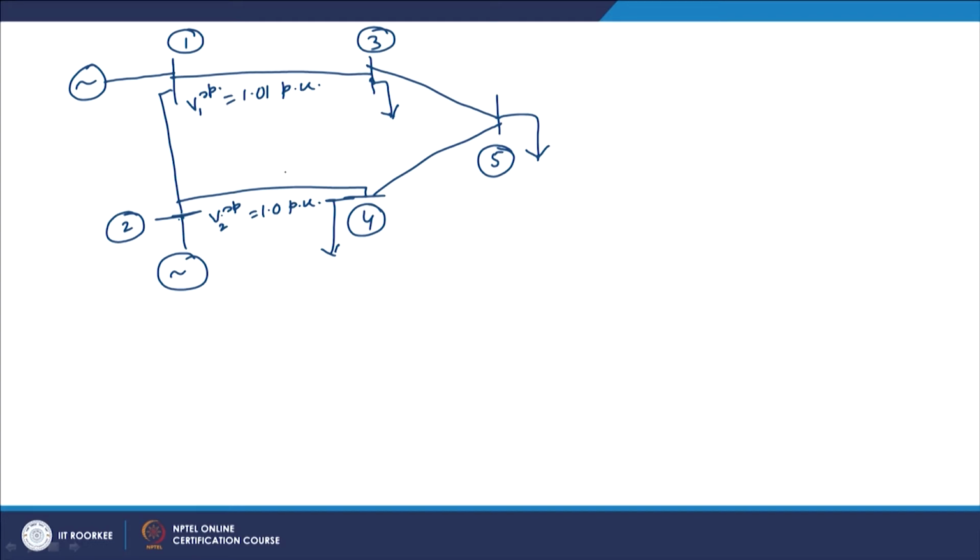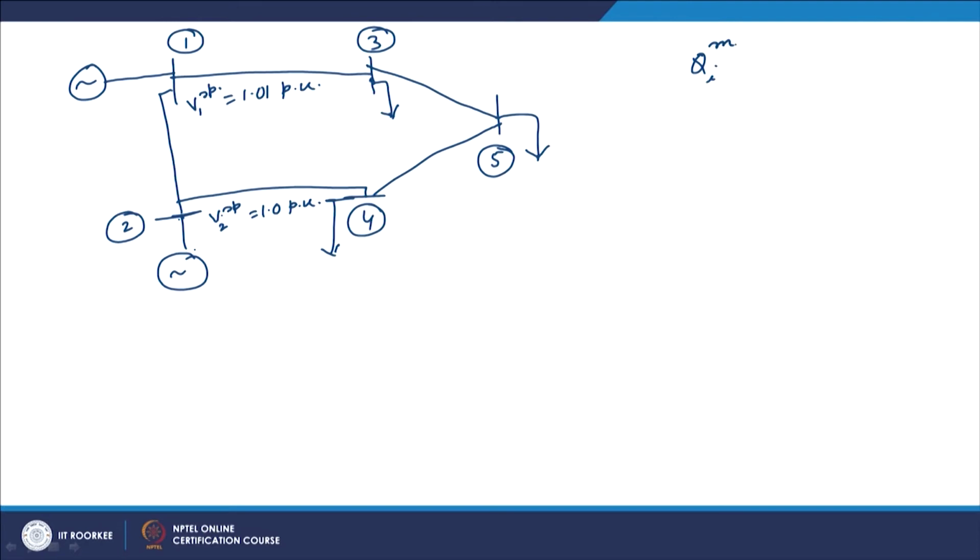Now, if this reduction in the bus voltages is within certain limits, then possibly these excitation systems will be able to maintain these bus voltages at this particular value, let us say 1.01 per unit and 1.0 per unit. But if the loading conditions become much more severe, such that the entire bus voltage profile is very much reduced, then what will happen?